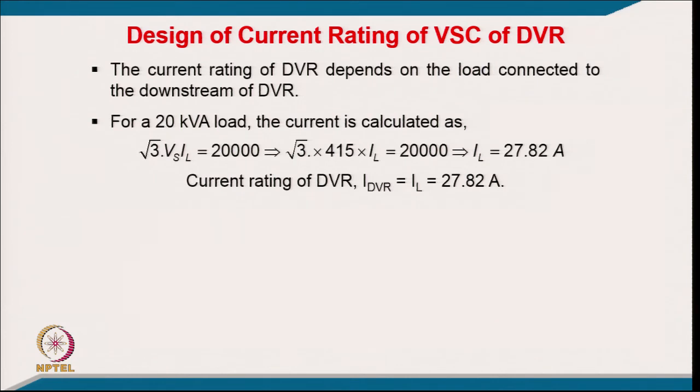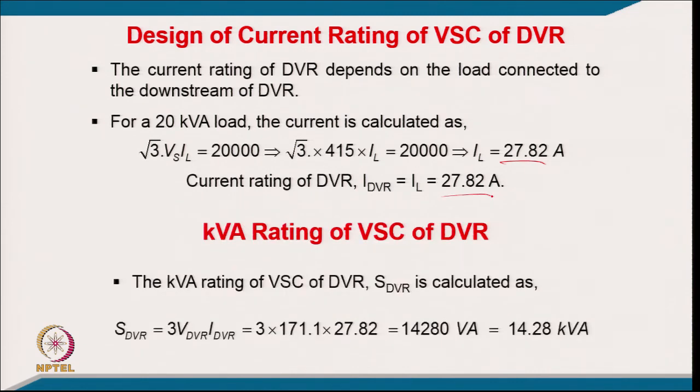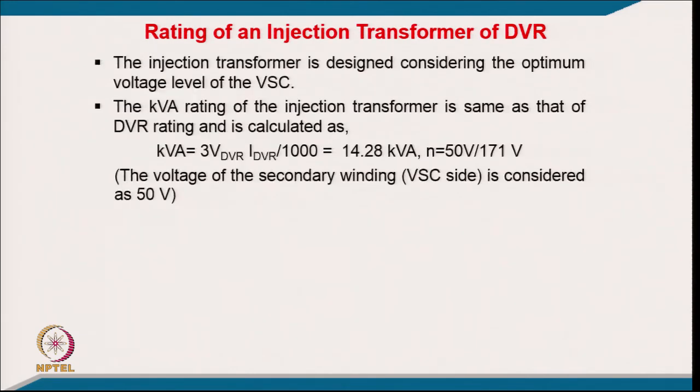So, we have a 20 kVA load and the current can be calculated from the relation root 3 VL IL, and from this we get IL equal to 27.82 ampere. So, the current rating of the DVR will also be the same, and the kVA rating of the DVR will be 3 times the voltage injected by the DVR and the current rating of the DVR, 3 into 170.1 into 28 point, and this comes to 14,280 VA, or 14.28 kVA. So, the rating of the injection transformer: the injection transformer is designed considering the optimum voltage of the voltage source converter, and the kVA rating of the injection transformer is the same as that of the DVR rating, which was calculated earlier, 3 VDVR IDVR by 1000.